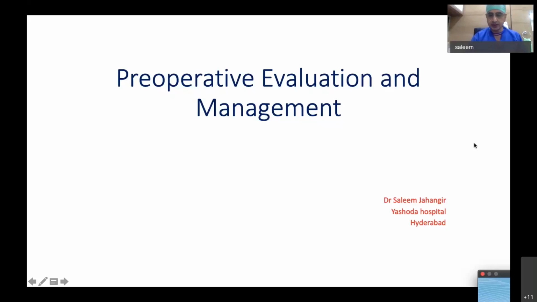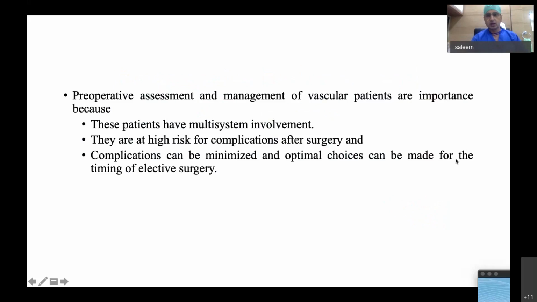Management of vascular surgery patients. Preoperative assessment and management of vascular patients are important because these patients have multi-system involvement. They are at high risk for complications after surgery, and complications can be minimized and optimal choices can be made for the timing of elective surgery.